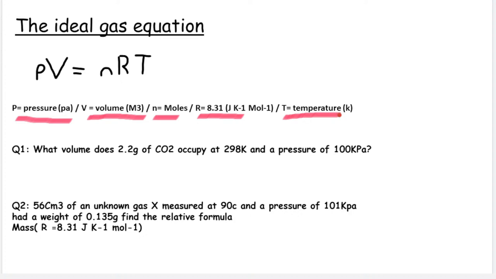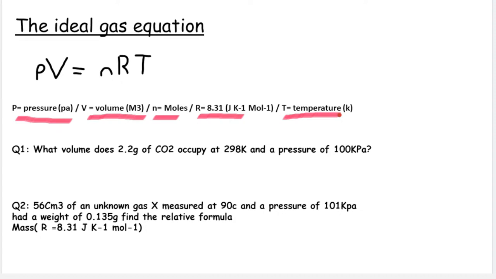Why do we use the ideal gas equation? At GCSE, if you did triple science, or separate science for chemistry, you will have learned that one mole of any gas at room temperature and pressure occupies a volume of 24 decimeters cubed, or 24,000 centimeters cubed.